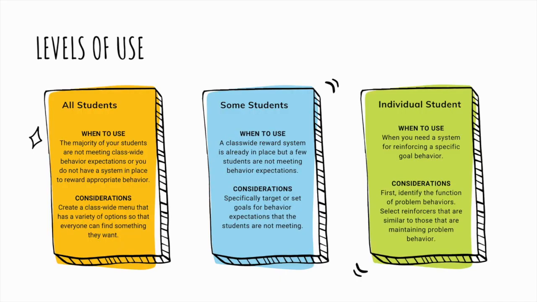A punch card can also be used individually when you are needing to reinforce a specific goal behavior in your attempts to teach positive behaviors and then reduce problem behaviors. The goal behavior may or may not be one of your classroom behavior expectations. You would want to identify the function or why the problem behavior occurs, and then make sure to have reinforcers that are similar to those that are maintaining the problem behavior.